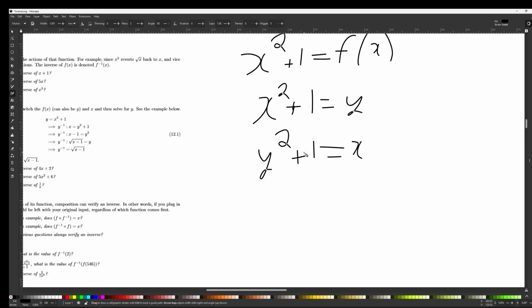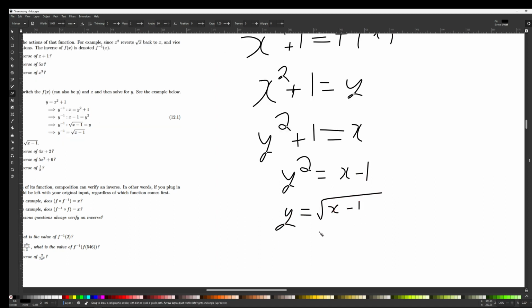To solve for y here, we have to get y by itself. We can do that by subtracting 1 from both sides. y squared is equal to x minus 1. And now we can take the square root. y is equal to the square root of x minus 1. And once we isolate y, that's our inverse. So we can write that as the inverse of f is equal to the square root of x minus 1.